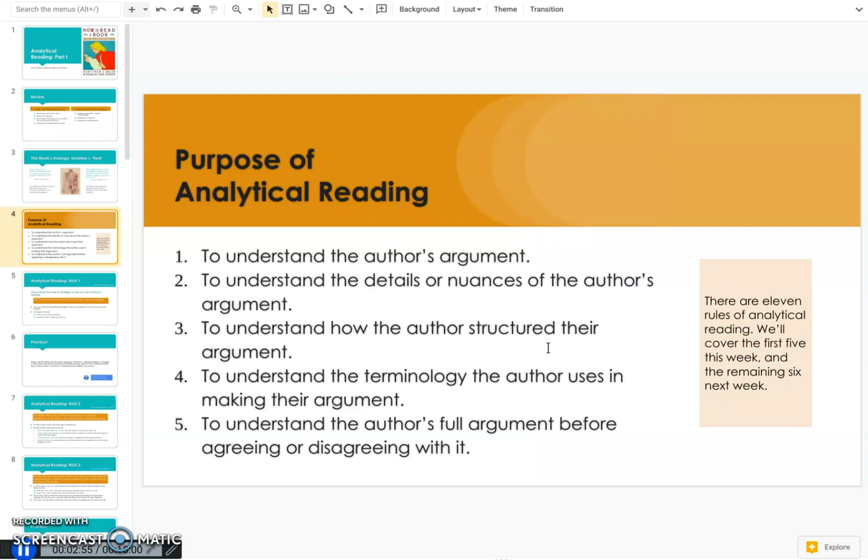So analytical reading is always going to build off of inspectional reading. And then fourth, this is new, you need to now understand the specific terminology that your author uses, and you need to be able to show that you fully understand the author's argument before agreeing or disagreeing with it. So essentially, up until this point, you were supposed to reserve judgment on a work until you could fully understand all the details of what an author was saying.